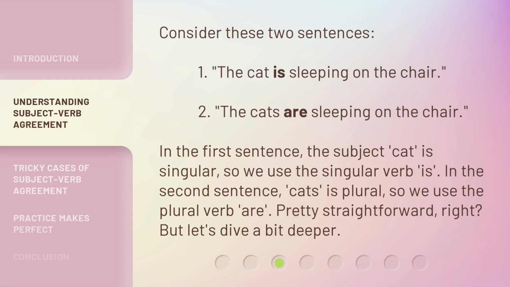Consider these two sentences. 1. The cat is sleeping on the chair. 2. The cats are sleeping on the chair. In the first sentence, the subject, cat, is singular, so we use the singular verb, is. In the second sentence, cats, is plural, so we use the plural verb, are. Pretty straightforward, right? But let's dive a bit deeper.